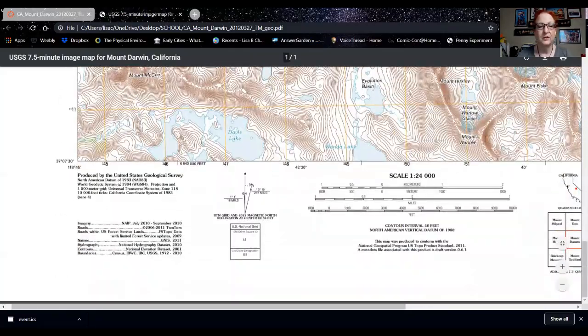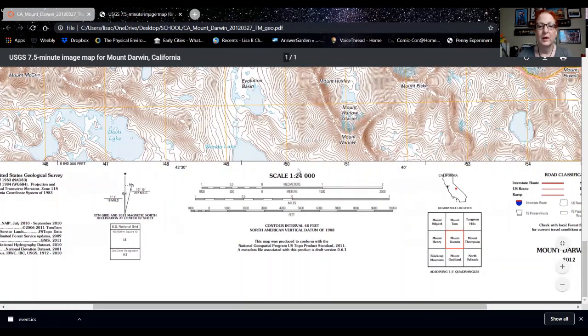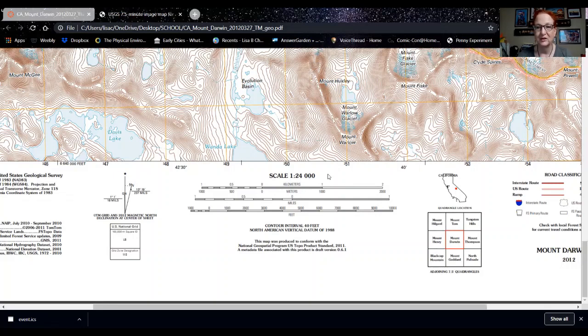Now, some of the other things you'll see on this map, here is the projection for the Universal Transverse Mercator, and it says it's in zone 11 south. This is to make corrections for your compass because magnetic north is not exactly north. Here's your scale. 1 to 24,000 means 1 inch to 24,000 inches on the Earth. 1 inch on the map represents 24,000 inches on the Earth. Or you could do meters to meters. Remember, scale is same to same.